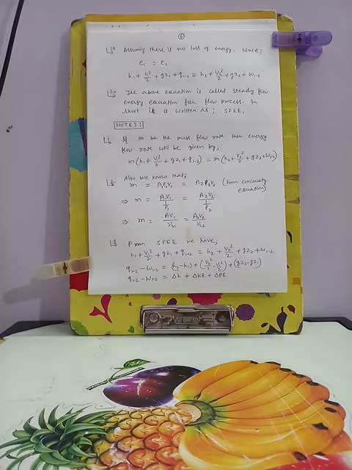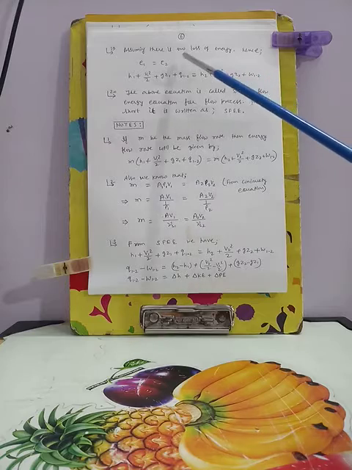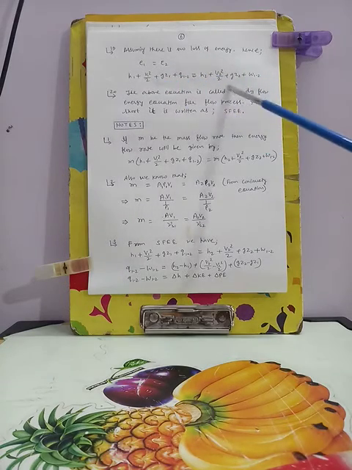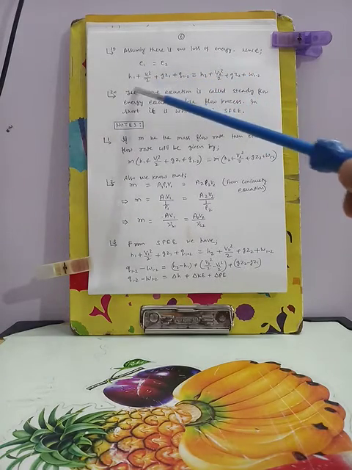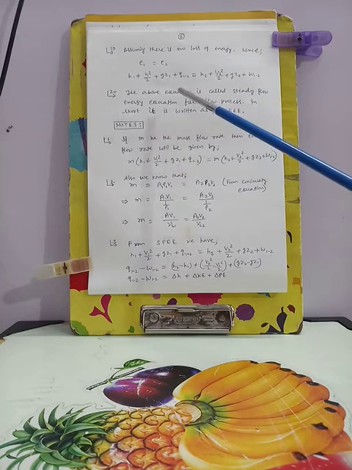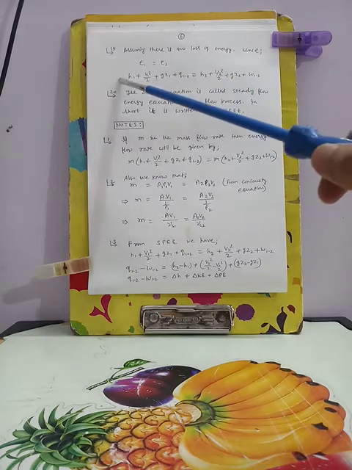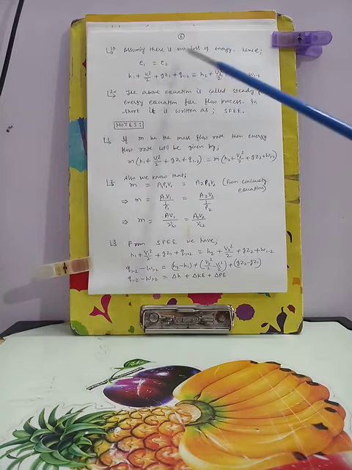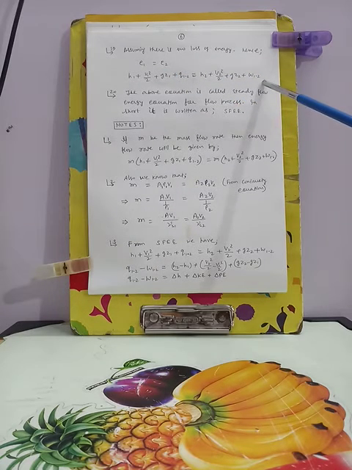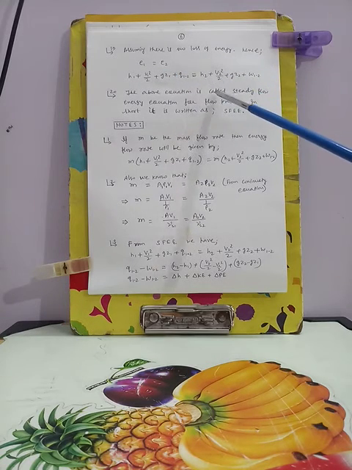In last class we had derived the steady flow energy equation. This is the equation which we had derived. So this is the total energy level at inlet and this is the total energy level at outlet of the system.